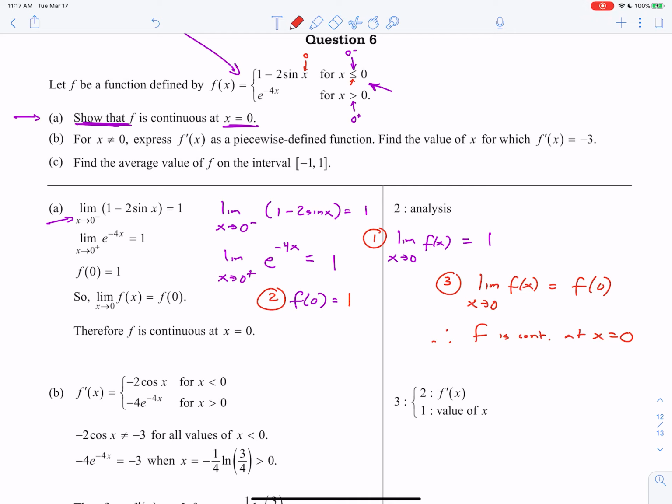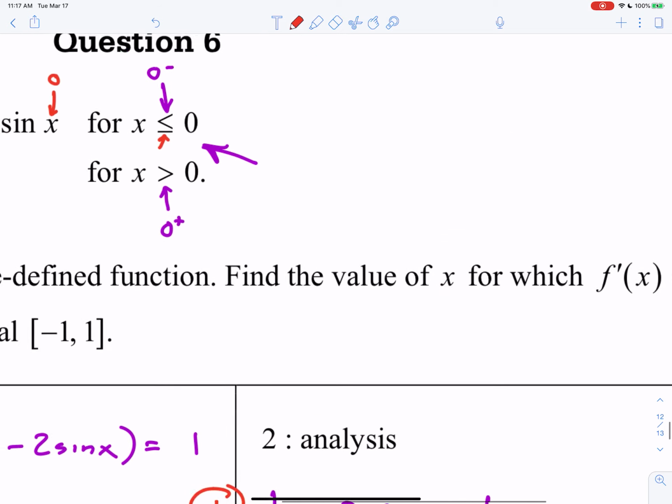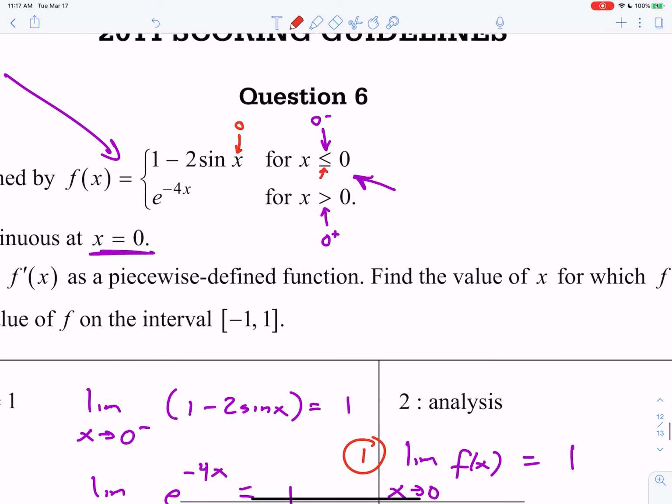Part B, here we go. For x not being 0, express f prime of x as a piecewise defined function. Find the value of x when f prime of x equals -3. Okay, so here we go. You guys have f of x. So let me get rid of all this notation here.